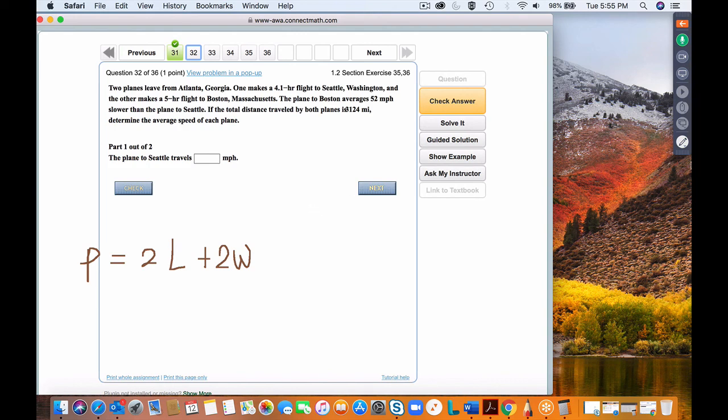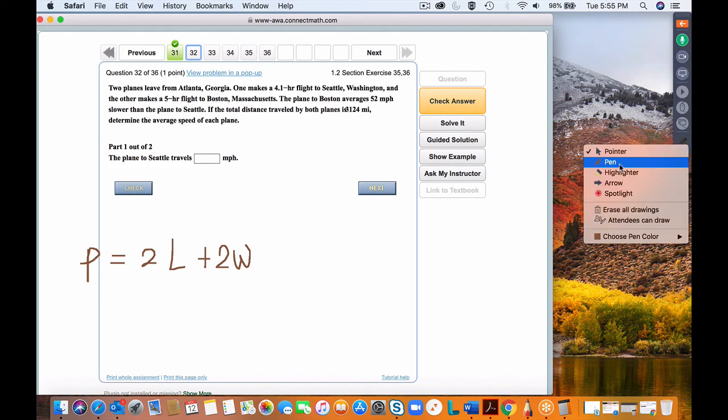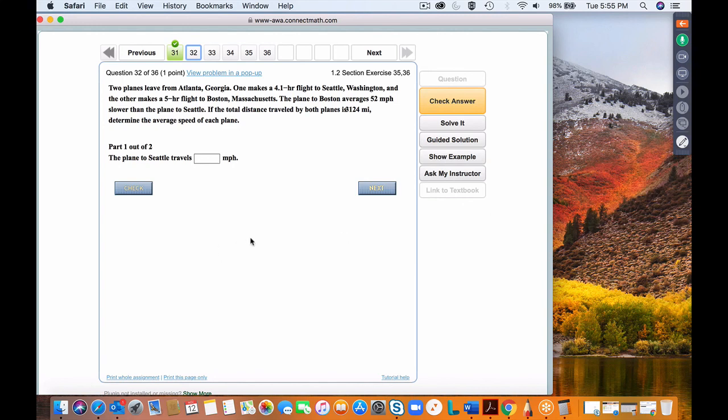Now let me explain the Boston problem a little bit. This is Atlanta, Georgia. There are 2 flights, one going in this direction and the other going in that direction. One is going to Seattle, Washington. The other one is going to Boston, Massachusetts. The first one, to Seattle, takes 4.1 hours. And the other one takes 5 hours.